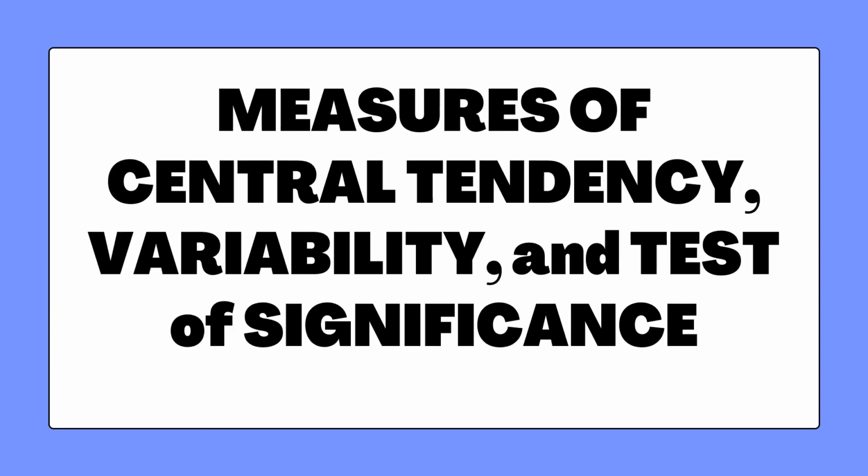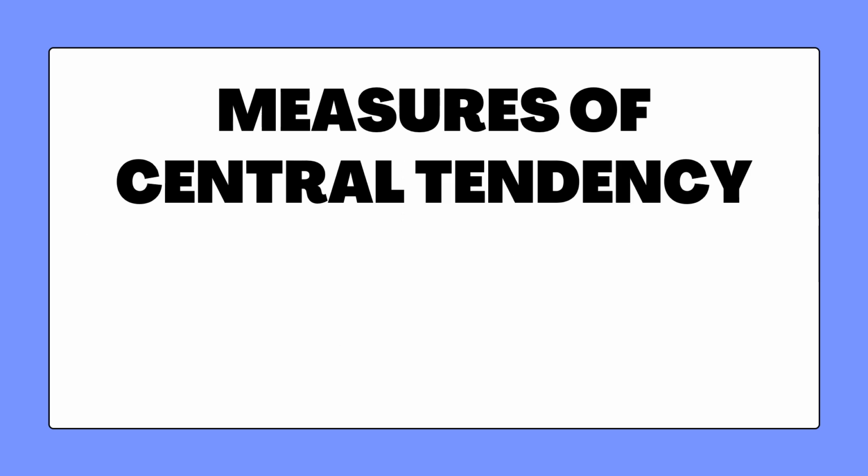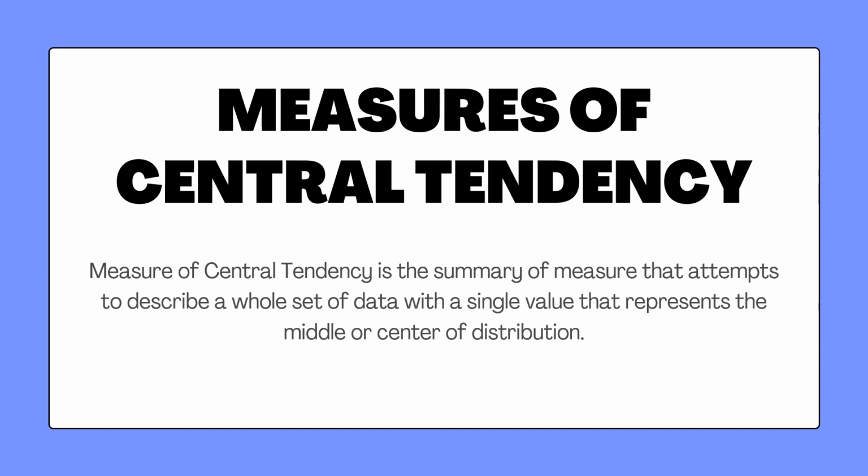Measures of central tendency, variability, and test of significance. Measures of central tendency. A measure of central tendency is a summary measure that attempts to describe a whole set of data with a single value that represents the middle or center of distribution.